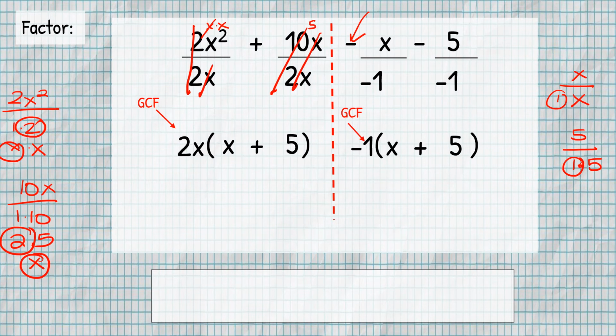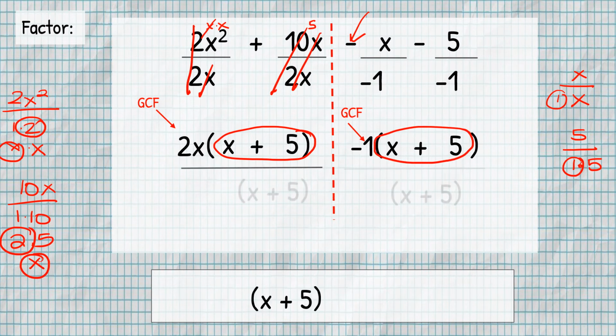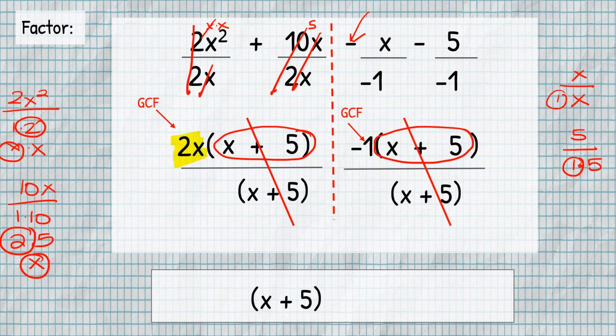Now this looks familiar from last class too, because notice we have x plus 5 here and an x plus 5 here. That is a GCF. When you divide those, you're left with a 2x and a minus 1. So our answer is x plus 5 and 2x minus 1.